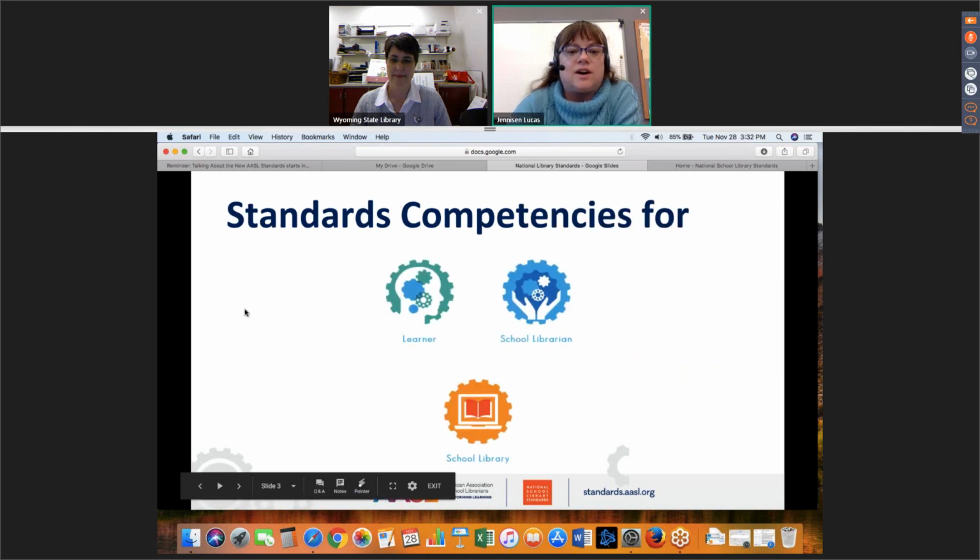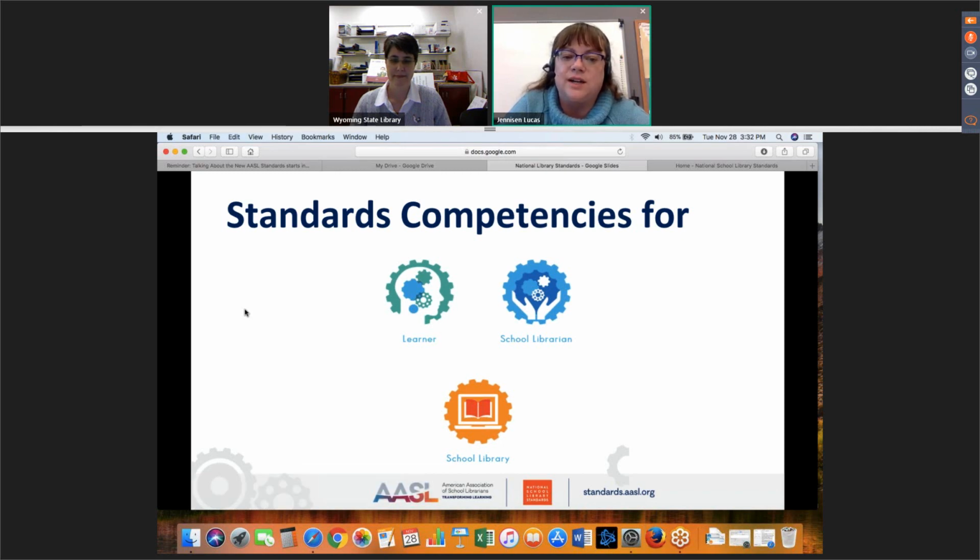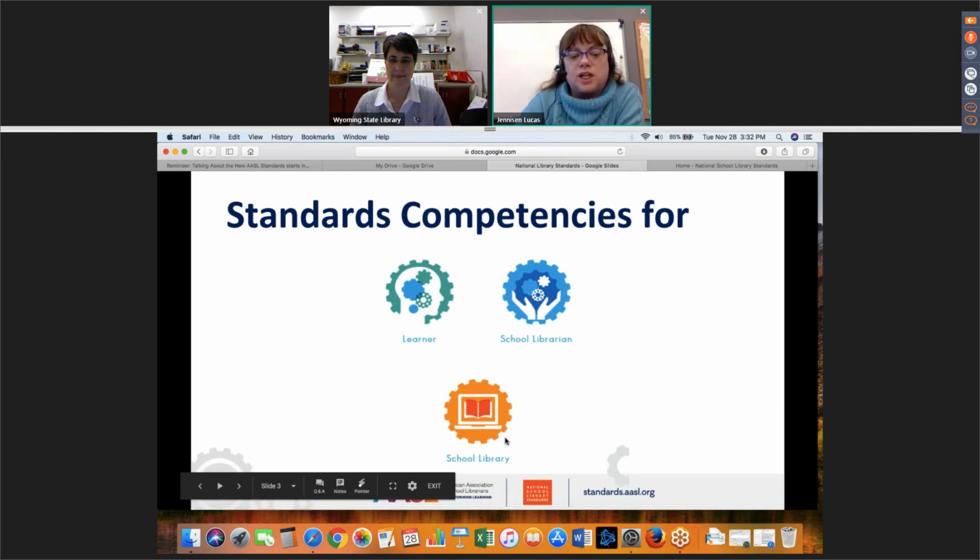So to start with, there are 3 sets of standards: competencies for the learner, the school librarian, and the school library. And on this slide, you can see which gear goes with which picture. I actually grabbed that picture from the app, which we will talk about in a little bit.